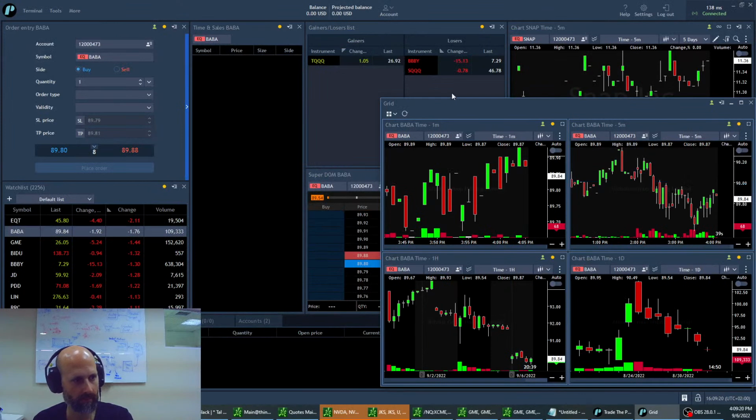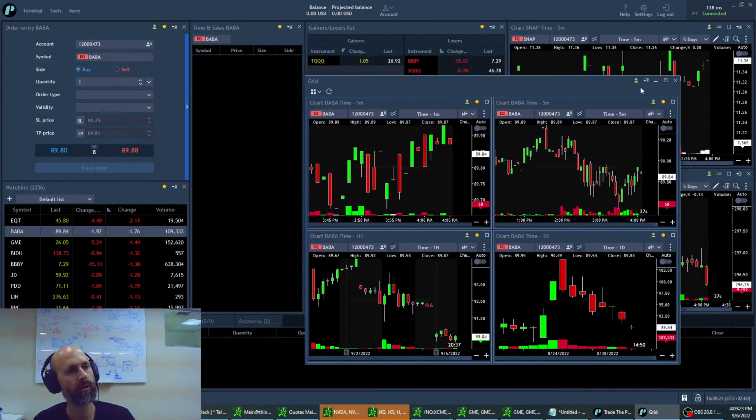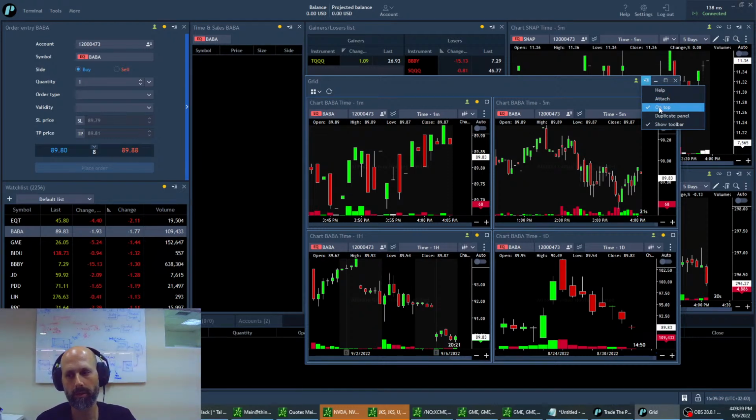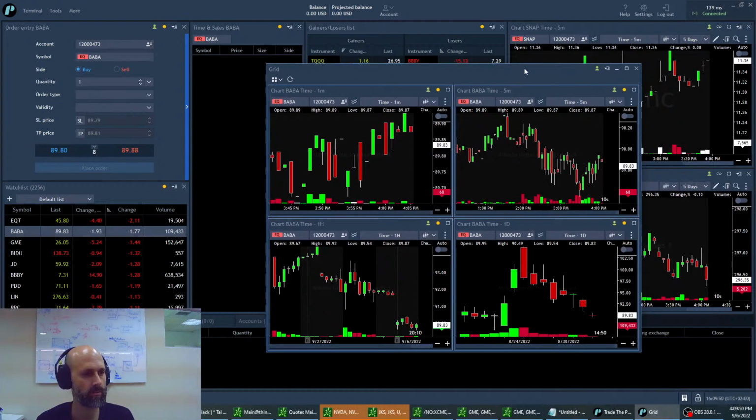Yeah, so to keep the grid on top, just go to this triangle with the lines right here, click on it, and then on top. And obviously, if you have three screens or even more, you can duplicate the panel and then just stretch it or move it to the other screens. So just click it on top and it will stay like this.